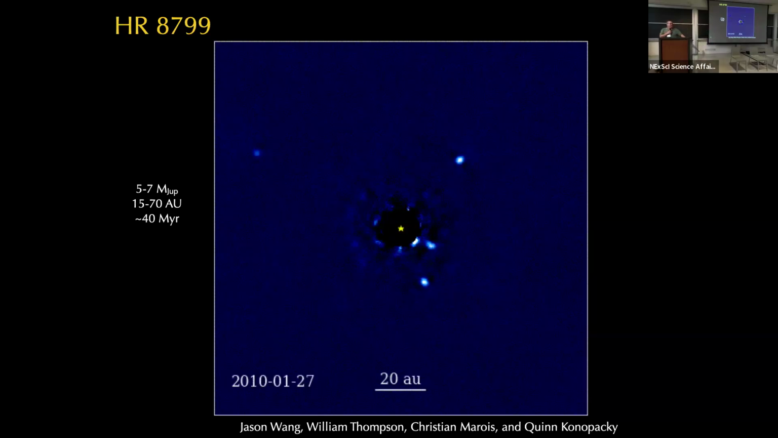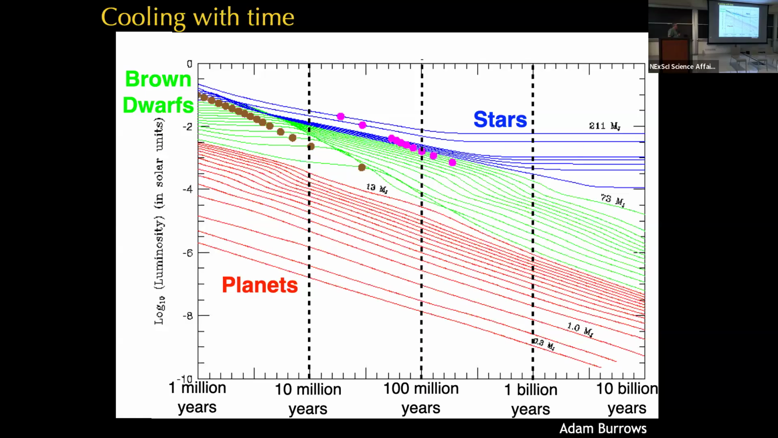And it's worth pausing here to say, where did that mass come from? Masses are not a thing you measure directly with direct imaging. How do you get the mass? Well, you turn to your favorite evolutionary models. So you have light from the planet, so you can get a sense of what its luminosity is. So if you think the luminosity of the planet is this, the question becomes how massive it is.